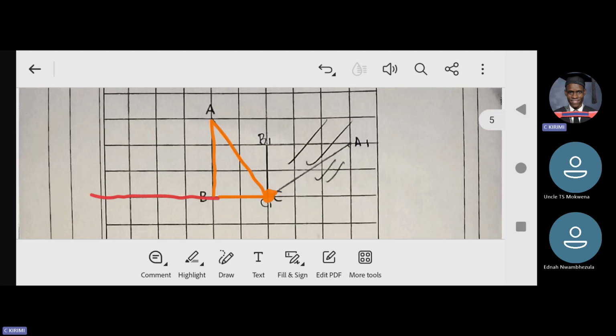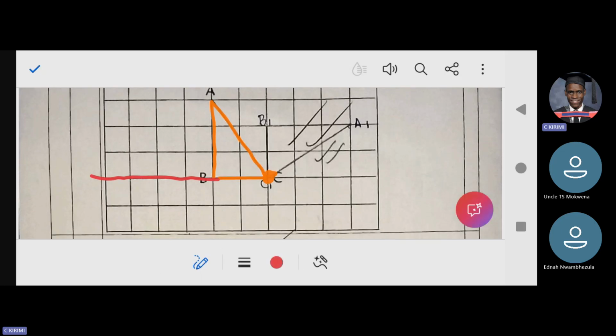So which means you construct a 90-degree angle. You are going to measure with your protractor. Your protractor will be like this. So from this angle, your protractor will be like this. Then you measure 90 degrees from this line, which is the horizontal line. So 90 degrees is somewhere there. Then you put your line upwards.